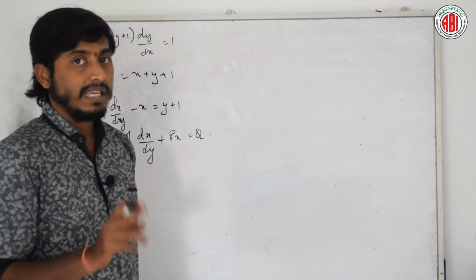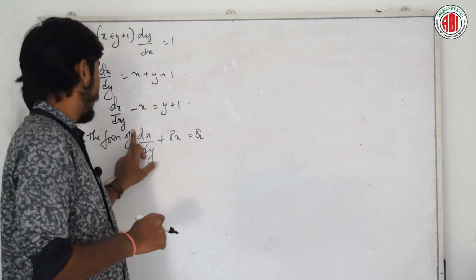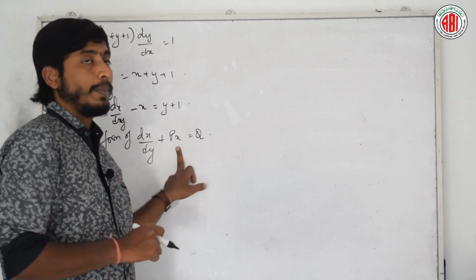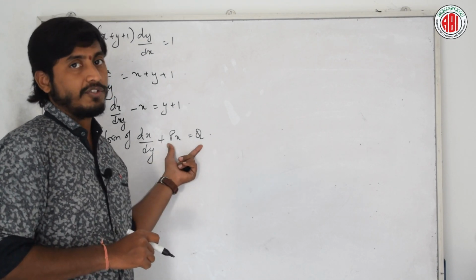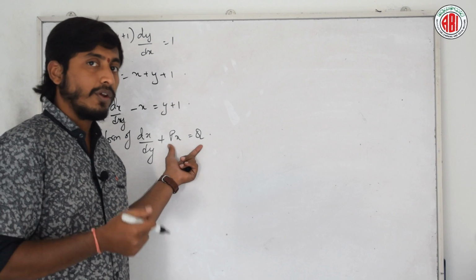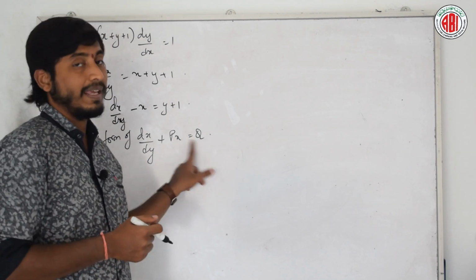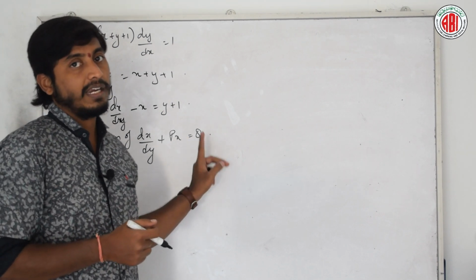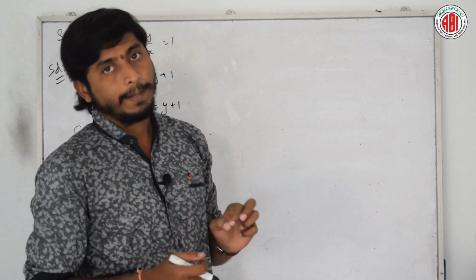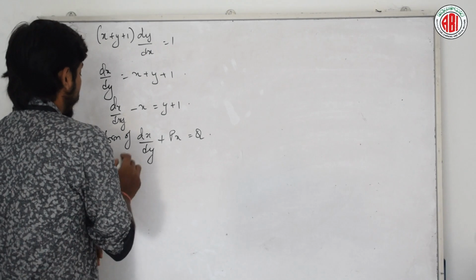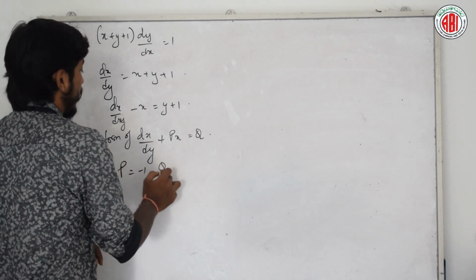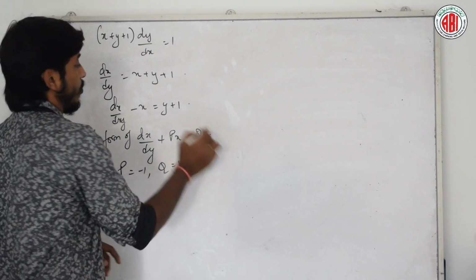How? In the last problem, if you remember, this should be dy by dx plus py is equal to q, where p and q are the functions of x. Similarly, here also we will write it in the form of dx by dy plus px is equal to q, where p and q are the functions of y. Is it right? So, what is p here? The p is -1, q is y plus 1.